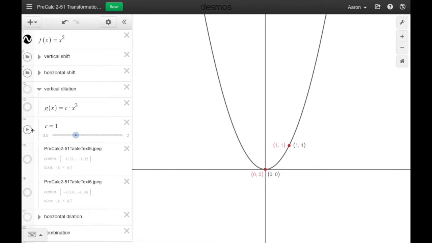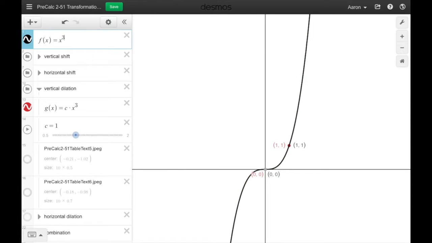Oh, and wait a minute, we need a different parent function. I think this has to be x cubed. The parent function here is going to be x cubed. By the way, you can see a list of parent functions that commonly come up on the notes. There's just various options. This is the cube function.